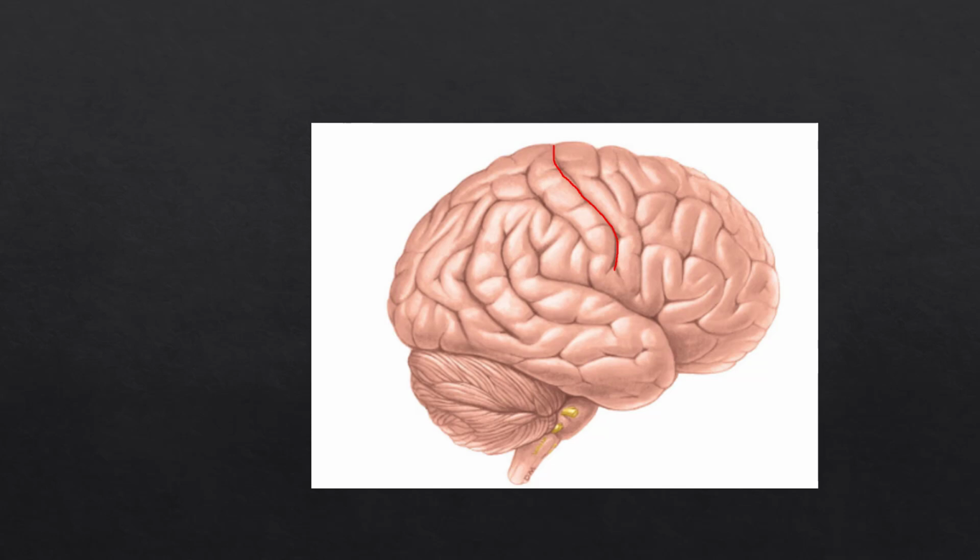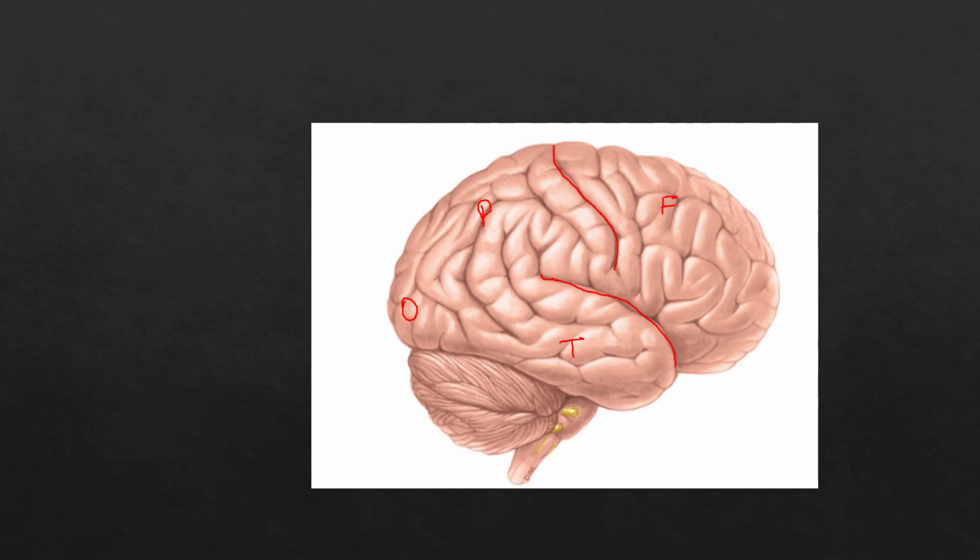This is the central sulcus that divides the cerebral hemisphere into the frontal and the parietal lobes. Then let us draw the lateral sulcus. The lateral sulcus separates the frontal lobe and the parietal lobe from the temporal lobe. And of course, we have the occipital lobe in this region.